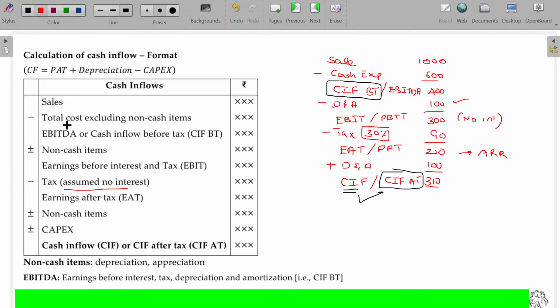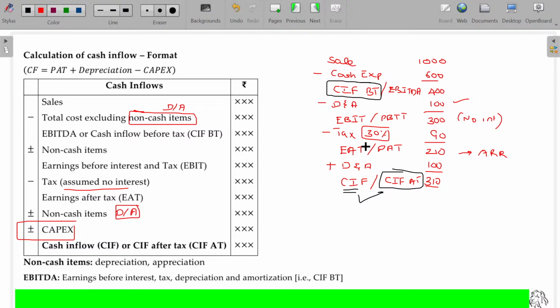Okay, so here is total cost excluding non-cash items. The non-cash items are the depreciation and amortization, and earnings before interest and tax. You have to add the non-cash items back, which is nothing but depreciation and amortization. Sometimes, rarely, you have to do some plus or minus for capex. So here depreciation and amortization are added.